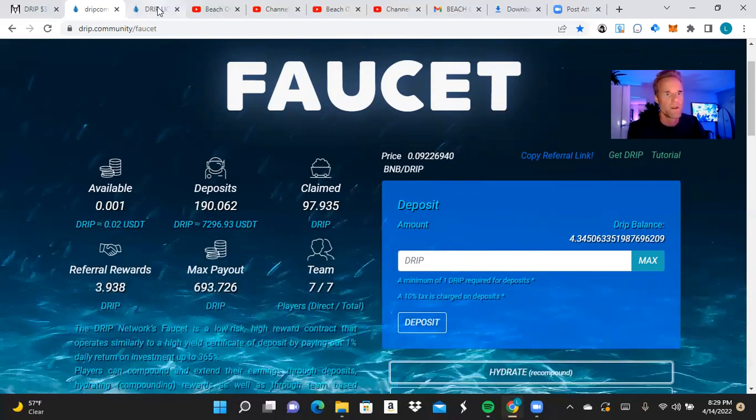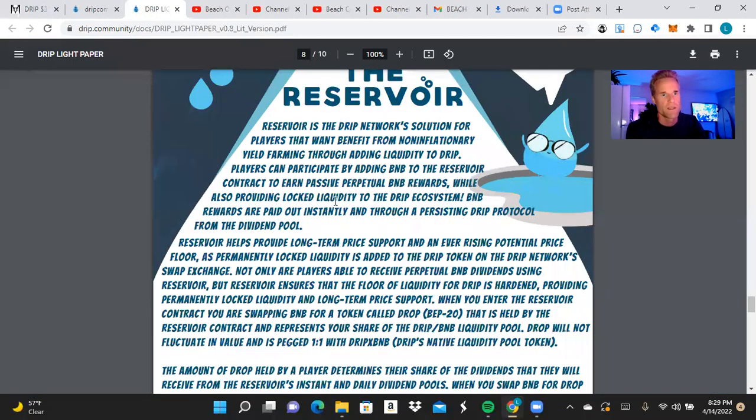Here's a quick little overview here, but the reservoir is Drip Network's solution for players that want to benefit from non-inflationary yield farming through adding liquidity to Drip. So you can participate by adding BNB to the reservoir contract to earn passive perpetual BNB rewards, while also providing locked liquidity to the drip ecosystem.